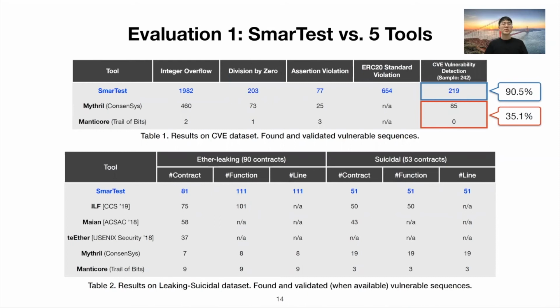As shown in Table 1 and Table 2, we found that SmarTest consistently outperformed 5 tools in terms of vulnerability finding ability. For example, in terms of finding non-CVE vulnerabilities, SmarTest found about 90% out of the sampled CVE reports. By contrast, Visceral and Manticore collectively found about 35%.